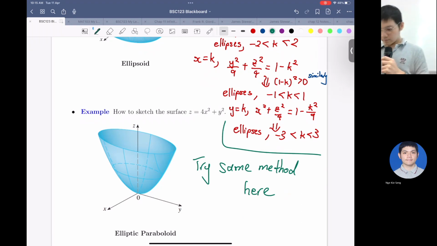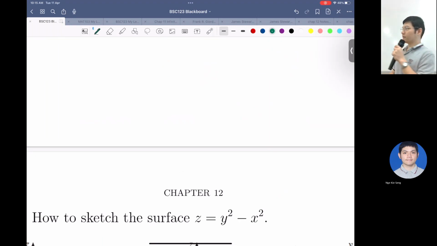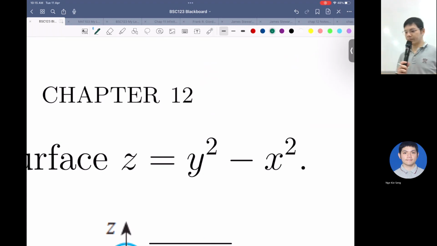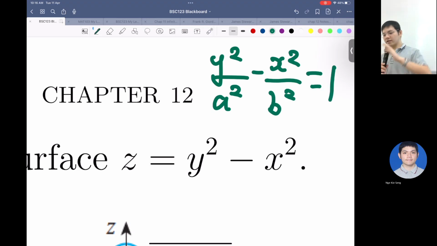Okay, let's go on. So one harder one is this one. How to sketch this surface here? So it's z equals y squared minus x squared. So you will see that if I fix z, I've made z into a constant, then this is a hyperbola, right? What's the equation? Let's write down: y squared over a squared minus x squared over b squared equals 1. So if I fix z, I'll get some hyperbola.